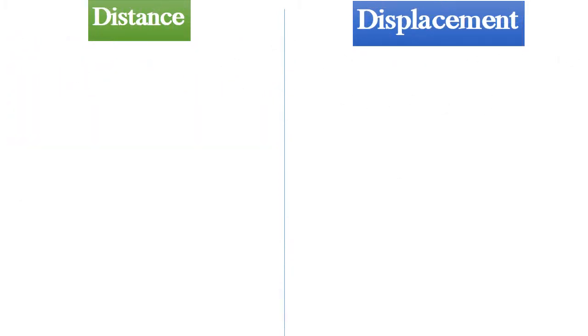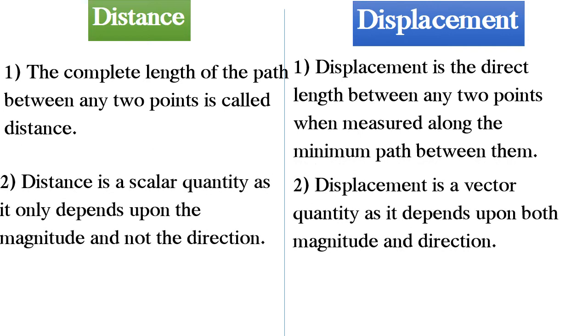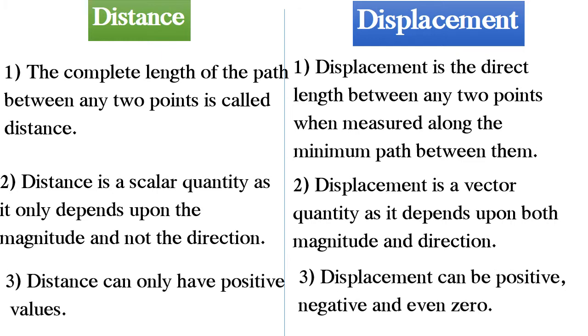Between distance and displacement. The complete length of the path between any two points is called distance, and displacement is the direct length between any two points when measured along the minimum path between them. Distance is a scalar quantity as it only depends upon the magnitude and not the direction. Displacement is a vector quantity as it depends upon both magnitude and direction. Distance can only have positive values. Displacement can be positive, negative, and even zero also. So this is the difference between distance and displacement.